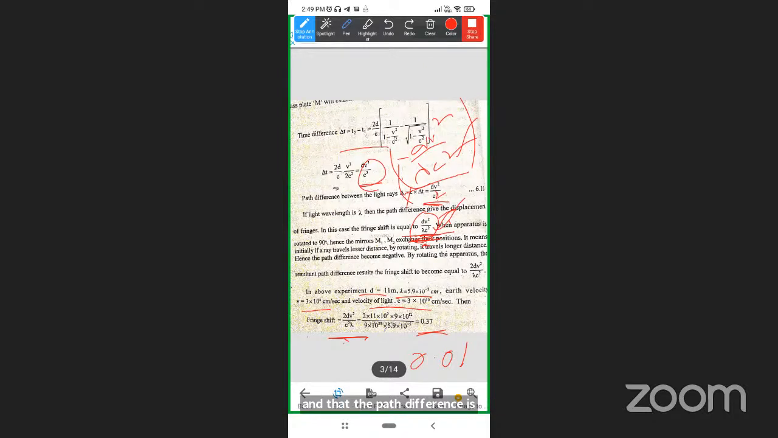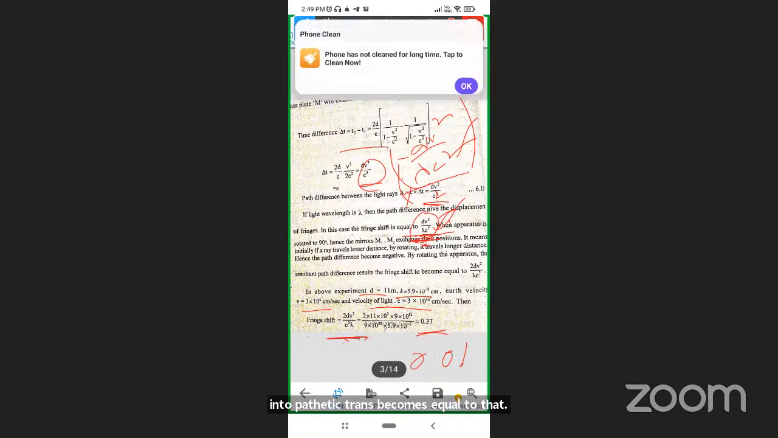So in total, the resultant path difference becomes equal to the fringe shift. So the fringe shift is equal to 2d v square by c square into lambda. Substituting the values of d, lambda, c and v into this expression, we again get the value 0.37.